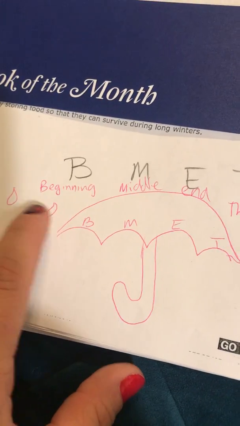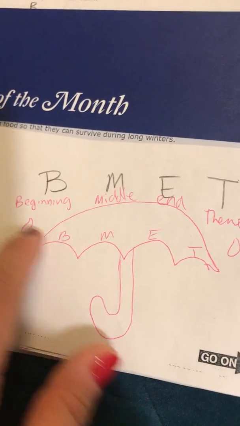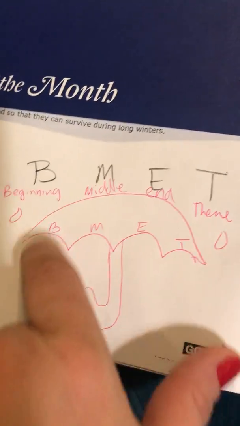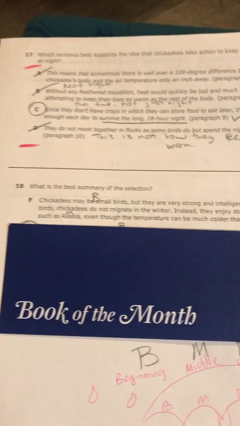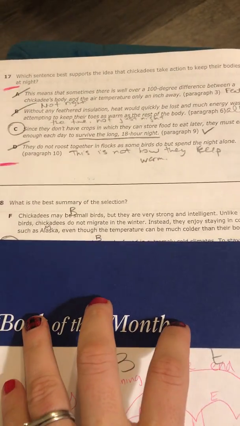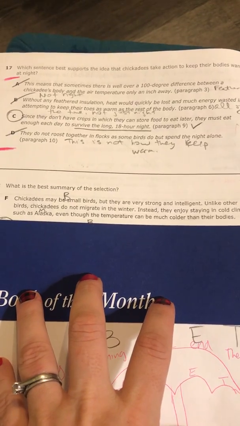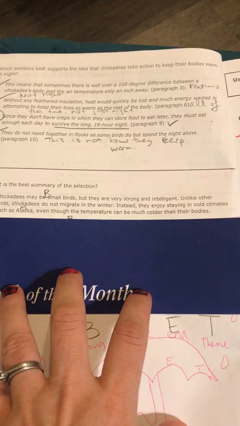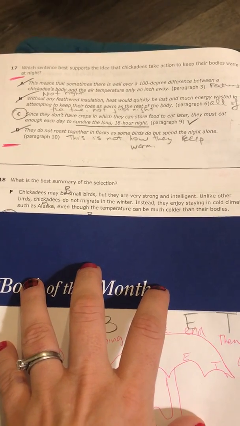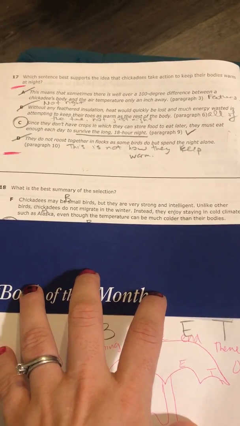And what we don't want are these little details, okay? These are just little things. We want the thing that covers the entire story, okay? So let's go through here. F says, chickadees may be small birds, but they are very strong and intelligent. Unlike other birds, chickadees do not migrate in the winter. Instead, they enjoy staying in cold climates such as Alaska, even though the temperature can be much colder than their bodies.